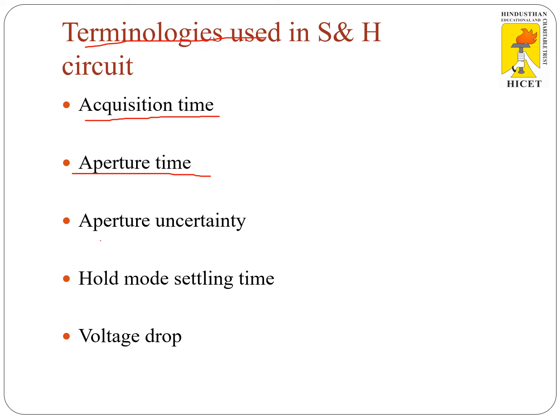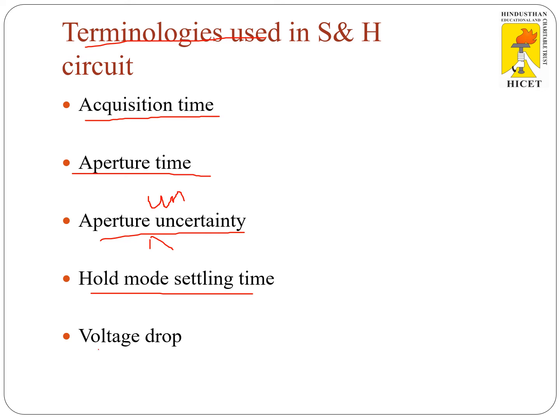Next one, aperture uncertainty, which means the aperture time will not be the same for all the samples and will vary from sample to sample. This uncertainty is called aperture uncertainty. Next one we have hold mode settling time. After the generation of the holding command, the analog input voltage which is used by the capacitor for charging takes some time to settle completely. This is called hold mode settling time.